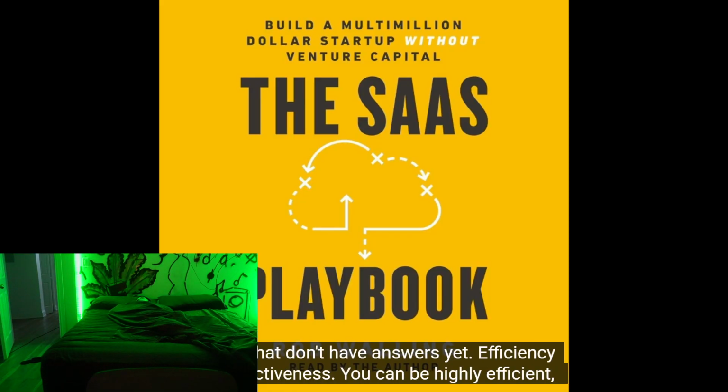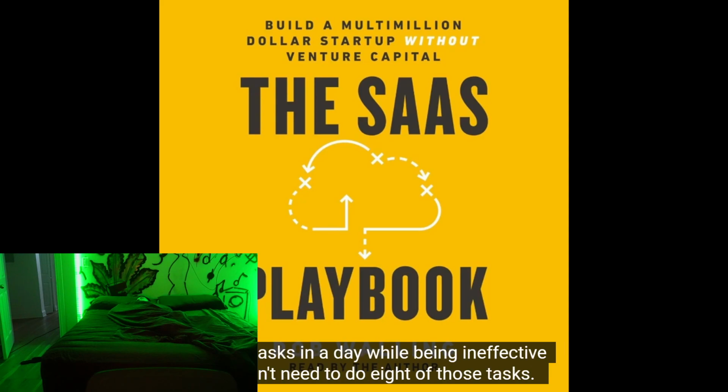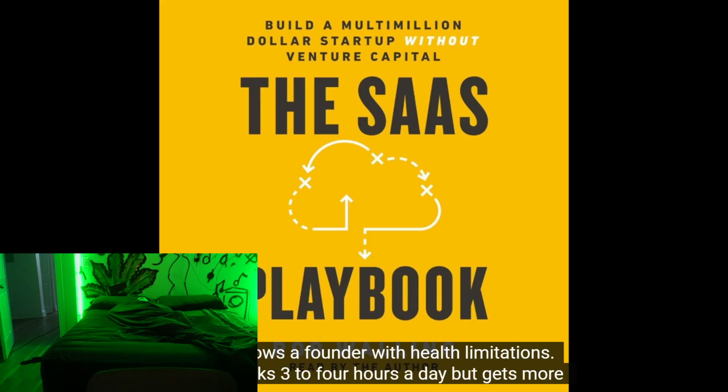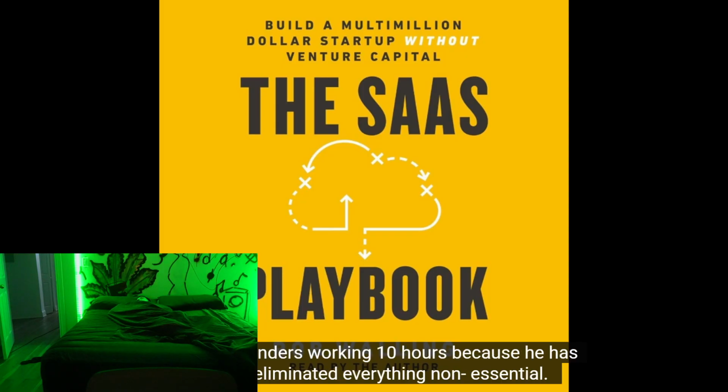Efficiency versus effectiveness. You can be highly efficient, doing 10 tasks in a day, while being ineffective if you didn't need to do 8 of those tasks. Effectiveness is doing only the 2 tasks that actually drive the business forward. Walling knows a founder with health limitations who only works 3 to 4 hours a day but gets more done than founders working 10 hours, because he has ruthlessly eliminated everything non-essential.